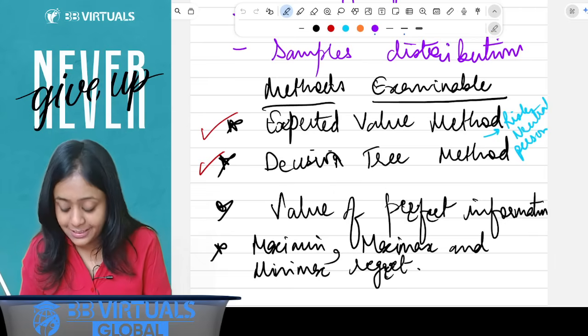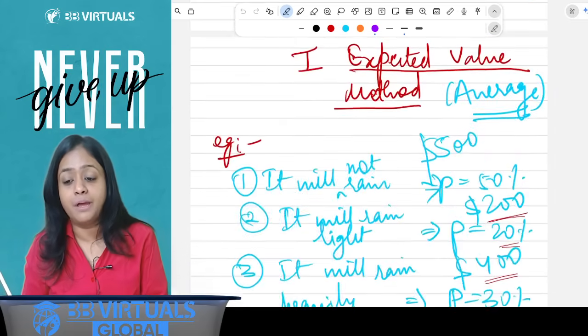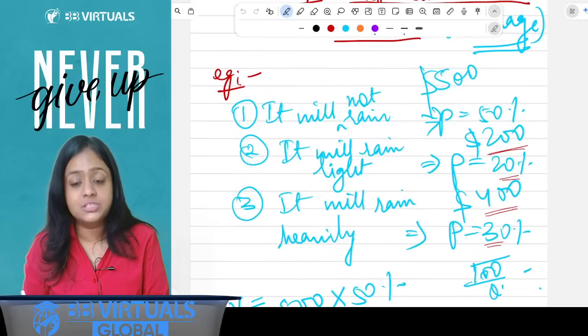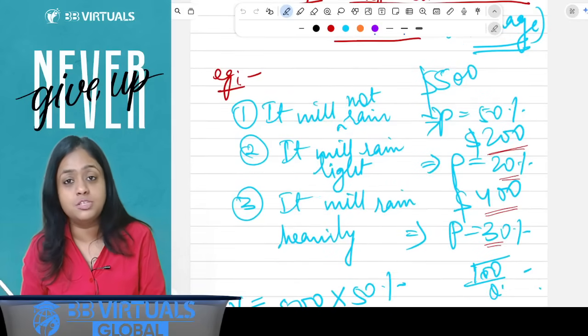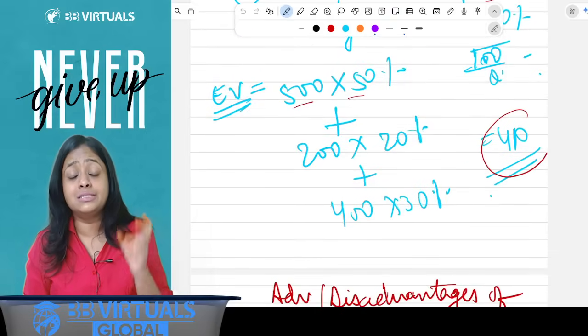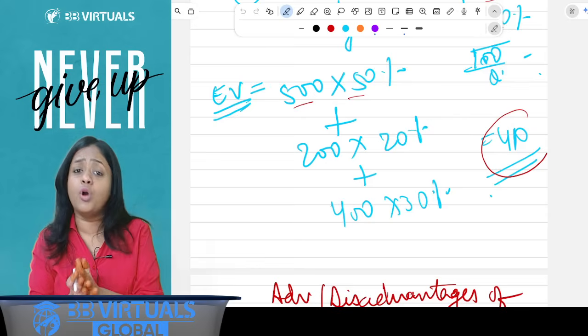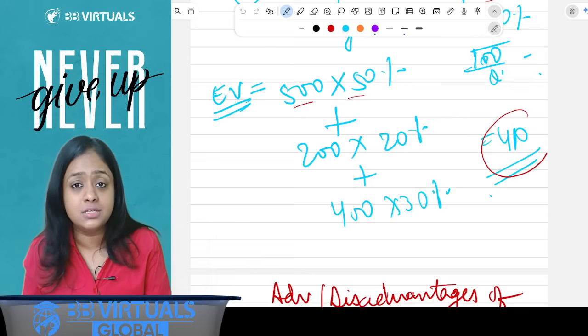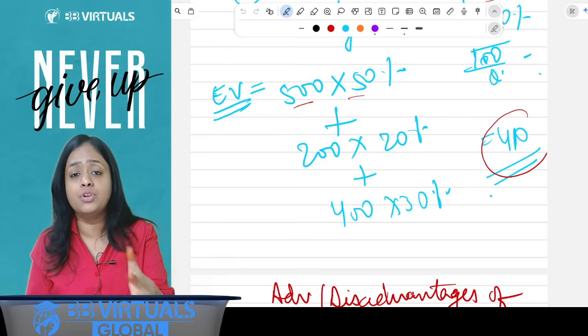First is the expected value method, which is generally preferred by the risk neutral person. Like I told you, we will always take probabilities for the different situations, multiply them and get the expected value, that is the estimated value considering all the uncertainties, so that we are able to account for these uncertainties also and be at a very neutral category.